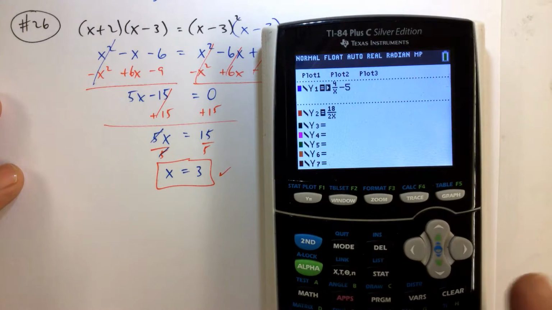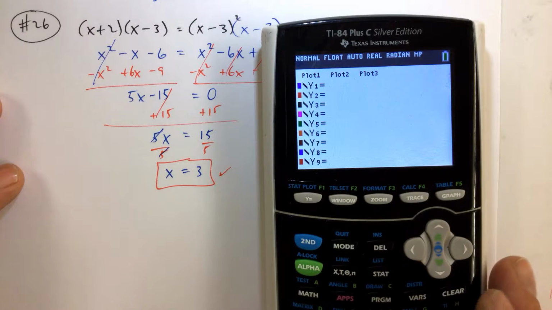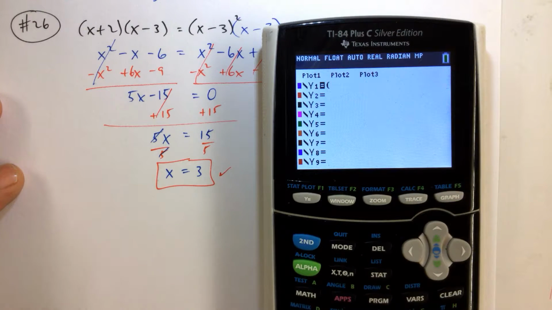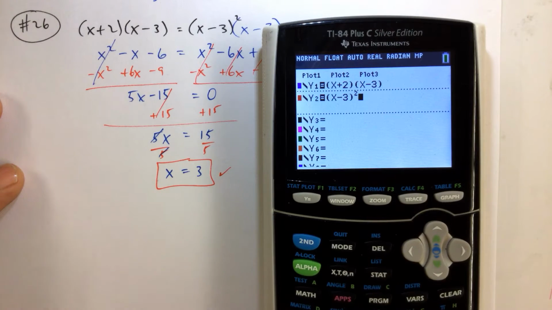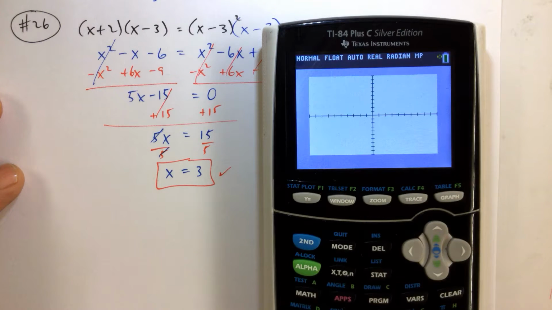And again, the left side is going to be the y1, and let's go ahead and clear out both of the ones from the problem before. Left side equals y1, and the y1 is x plus 2 times x minus 3. The y2 is x minus 3 squared. So we type in x minus 3 squared. Now we just set the y1 equal to the y2. Always do zoom 6 first for the standard viewing window.